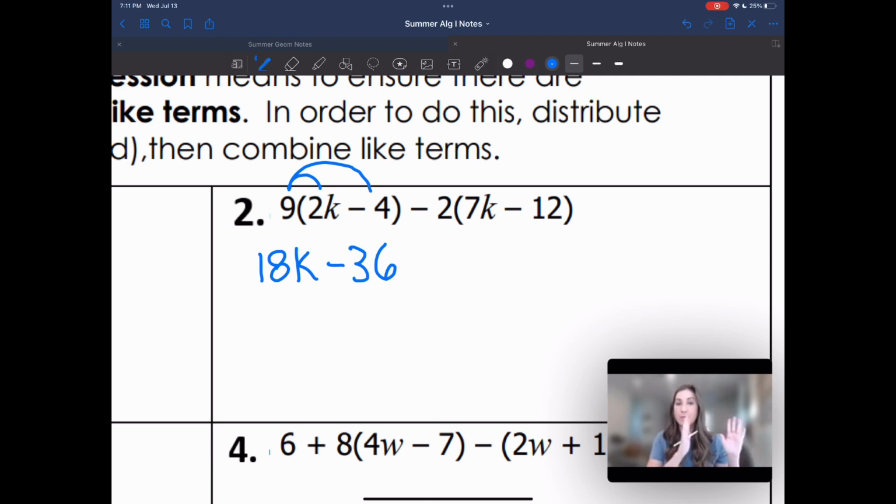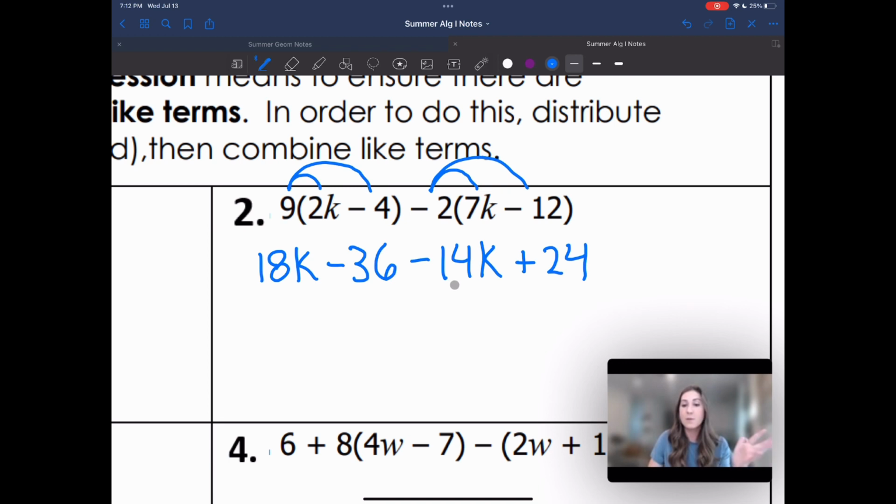Okay, parentheses are done with that one, but I also have parentheses over here. Now, keep in mind there's a minus sign with the 2, so we're going to look at that as a negative 2. So now I'm doing negative 2 times 7k, which would give me negative 14k. And then I've got a negative 2 times negative 12 to give me positive 24.